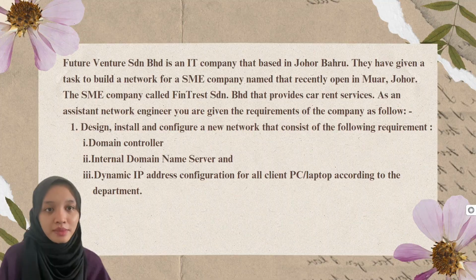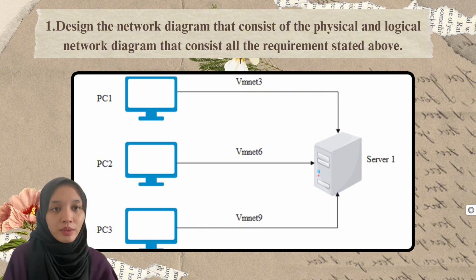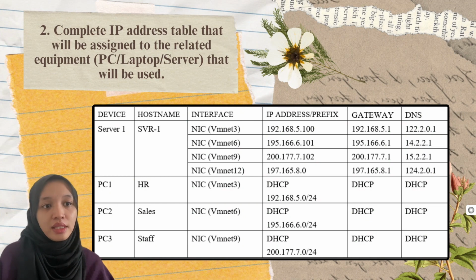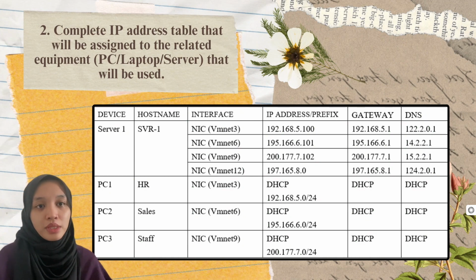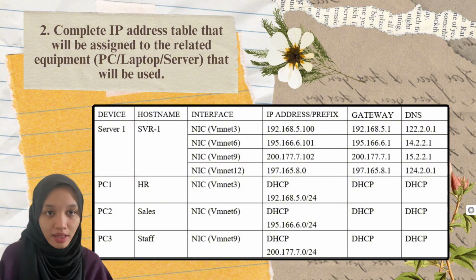First, PC1 connects to server 1 using VMnet 3. PC2 connects to server 1 using VMnet 6. And last, PC3 connects to server 1 using VMnet 9. For the IP address table, the devices are server 1, PC1, PC2 and PC3. The hostname for server 1 is SVR1, the hostname for PC1 is HR, the hostname for PC2 is sales, and last, the hostname for PC3 is staff.